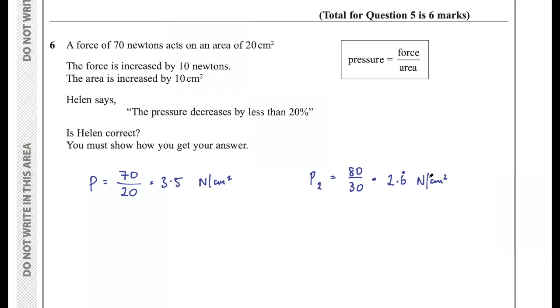So firstly, we want the difference, so we want to do 3.5 take 2.6 recurring and divide that by the original pressure of 3.5. That's going to give us the ratio of the difference to the original pressure, and then if we multiply that by 100, we will get a percentage. So now let's put that into a calculator.